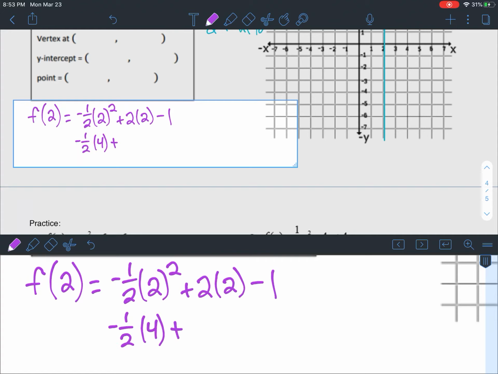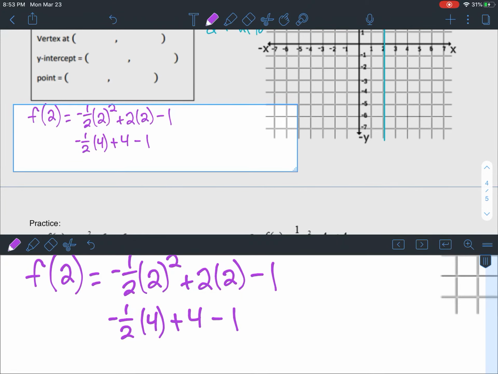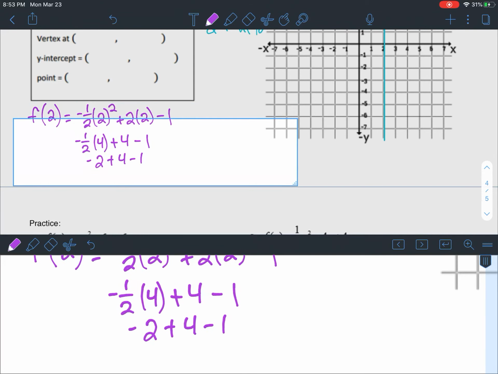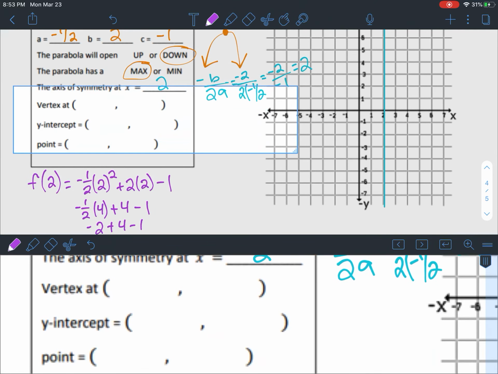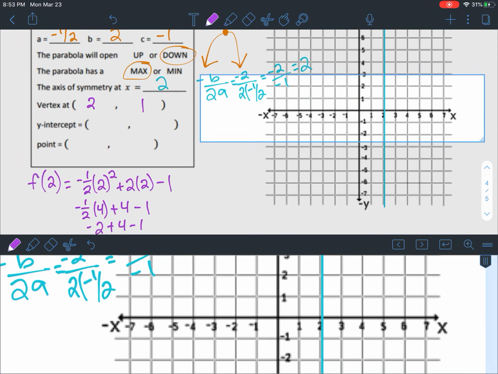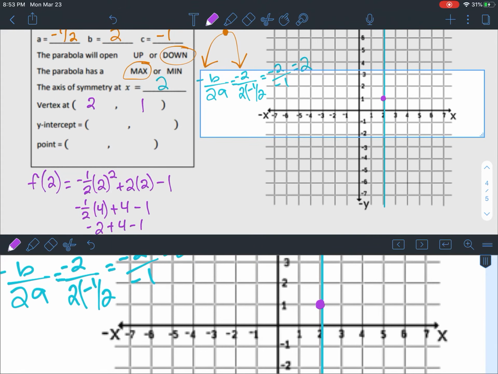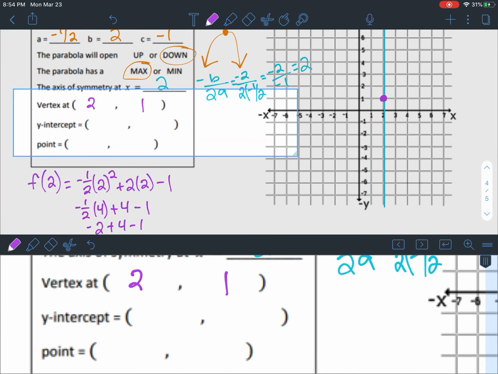2 squared is 4, so now I have -1/2 times 4 plus 2 times 2, which is also 4, and then minus 1. So -1/2 times 4 is -2 plus 4 minus 1. -2 plus 4 is 2, and then 2 minus 1 more is 1. So that means that my y value there is 1, which means I have a vertex at 2, 1. 2 meaning it comes from my axis of symmetry, 1 coming from the fact that I just plugged that into my function. So I need to plot the point 2, 1 here.